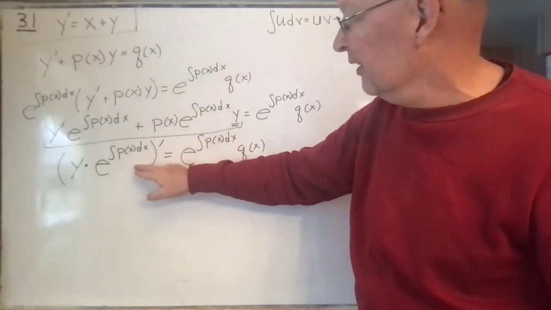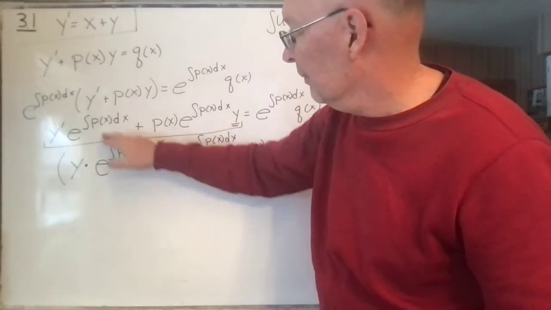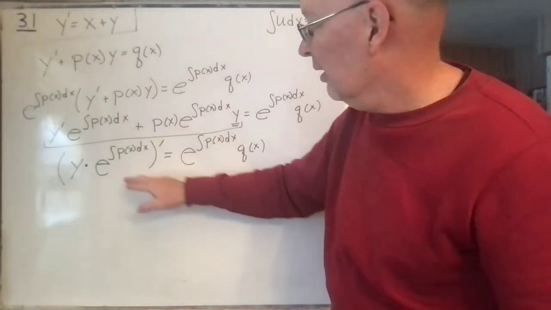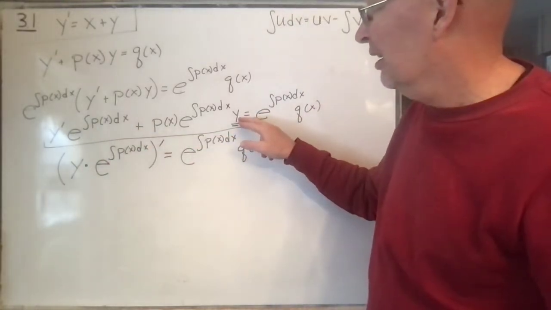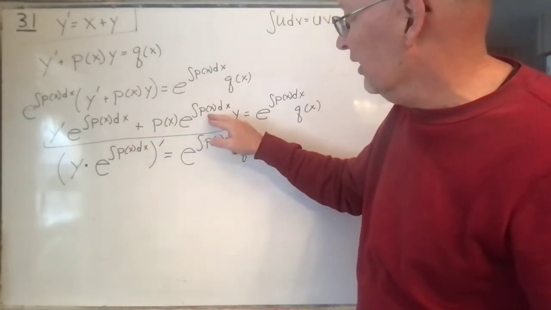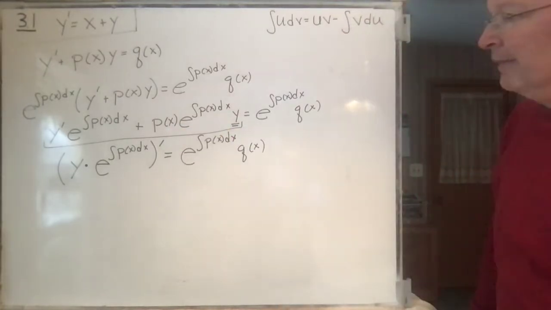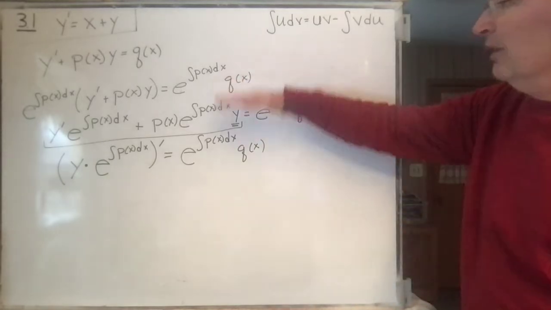If I take the derivative of this thing, it's the derivative of the first times the second plus the first times the derivative of the second. What's the derivative of the second? It's just e to that thing times the derivative of the top, which is that thing right there. Okay, so that's the key. That's why we did all this.